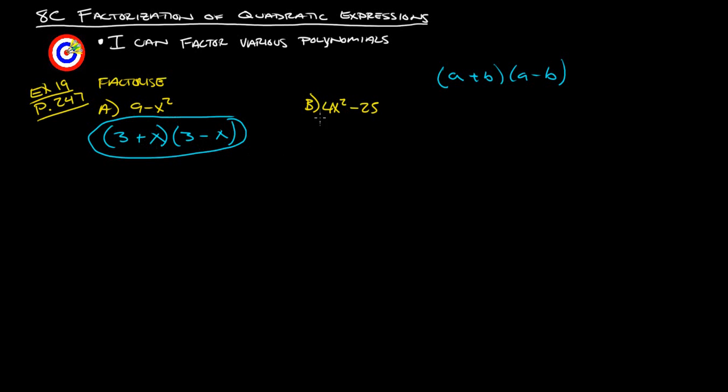Okay, part b is also a perfect square minus a perfect square, so I'm just going to take the square root of both of these. Square root of 4 is 2, square root of x squared is x, and the square root of 25 is 5. So 5, 5, one is positive, one is negative. Okay, that's just a nice little difference of squares problem.